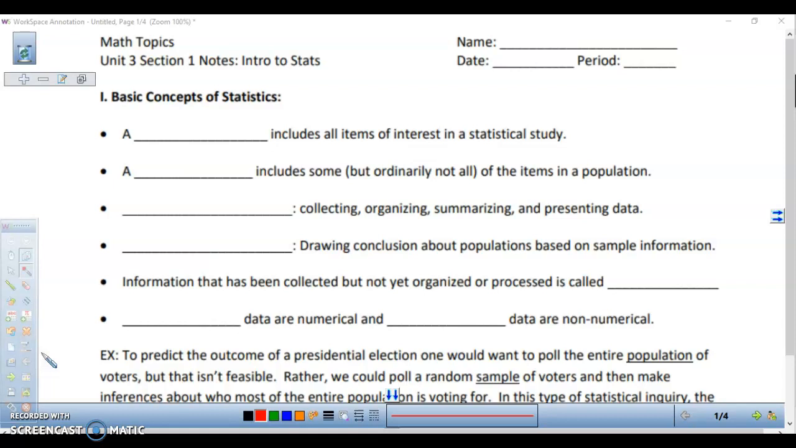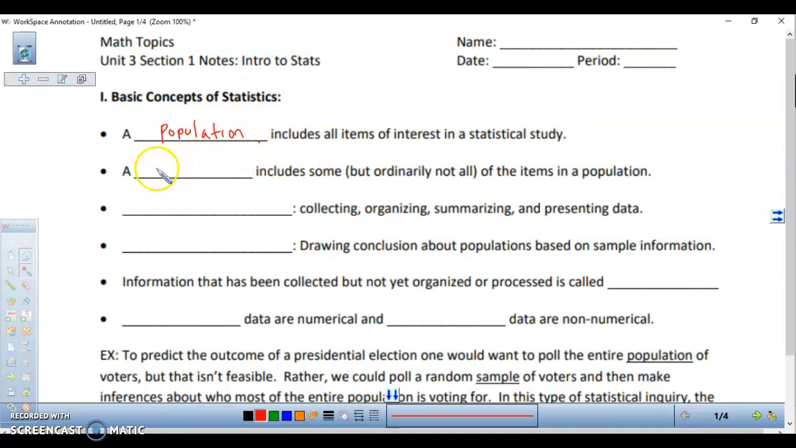So the first term is a population. A population includes all items of interest in a statistical study. So for instance, if I wanted to do some statistical analysis on all the GPAs of students at Boulder High School, every single student's GPA at Boulder High will be the population. Everybody, every number that's involved, every GPA that's involved.